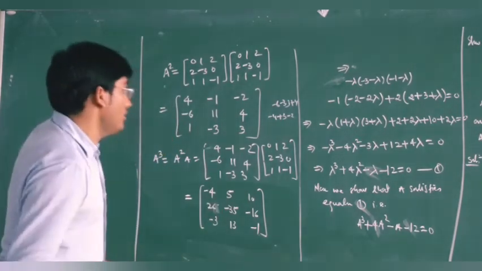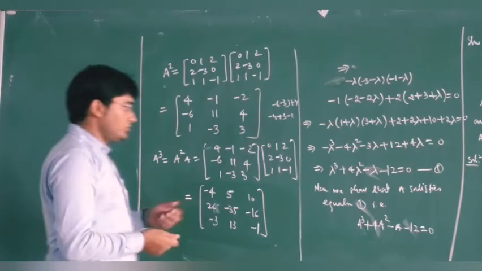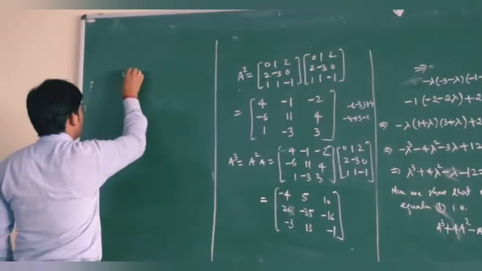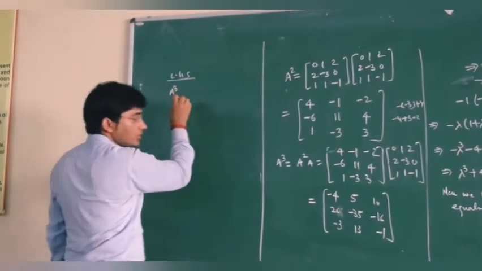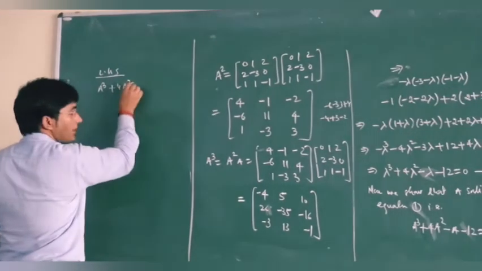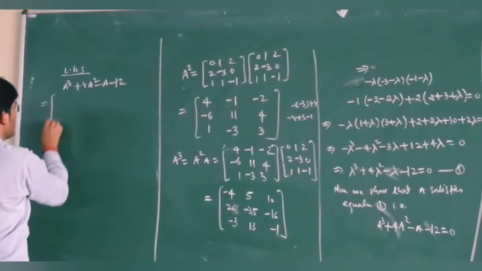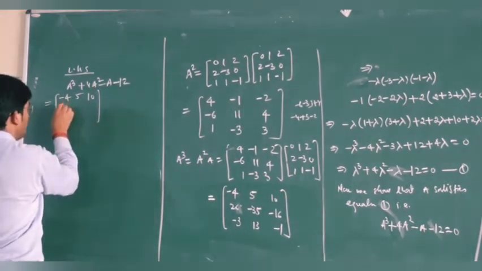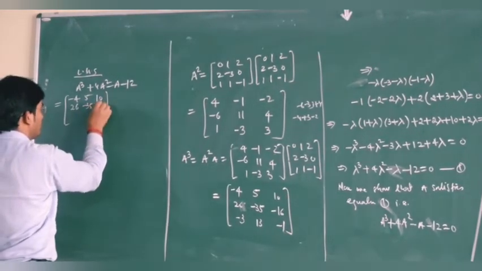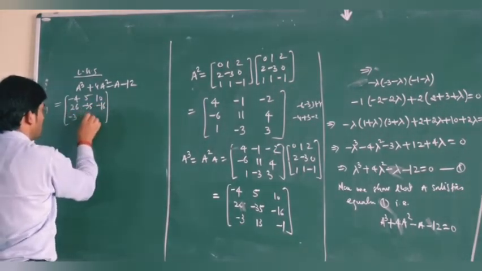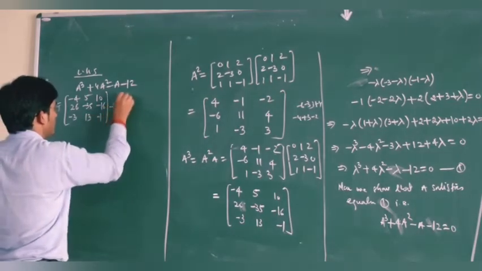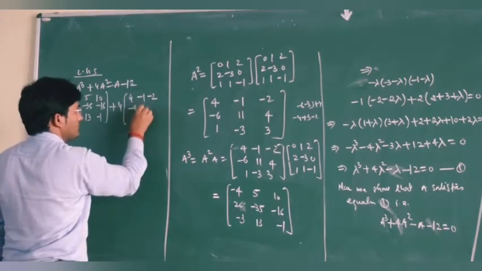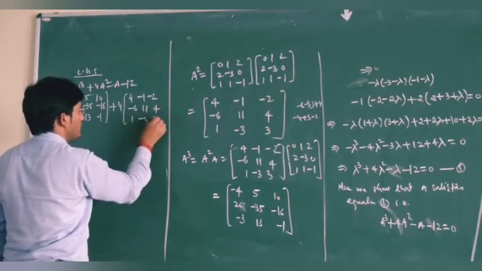Now we have to prove that this is equal to 0. So let us take the left hand side. Left hand side, A cube plus 4A square minus A minus 12I, is equal to your A cube, which is minus 4, 5, 10, 26, minus 35, minus 16, minus 3, 13, minus 1, plus 4A square. We have 4, minus 1, minus 2, minus 6, 11, 4, 1, minus 3, 3.